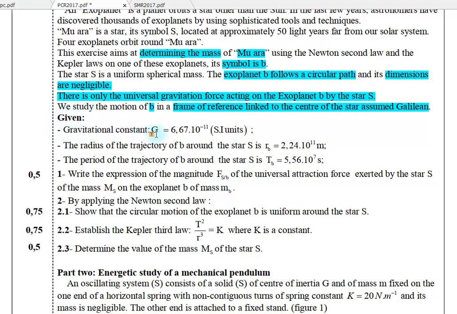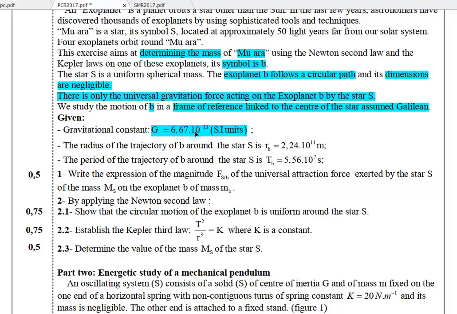So given gravitational constant G is equal to 6.67 times 10 to the power minus 11 SI units. The radius of the trajectory of B around the star is, so this is the radius, and the period of the trajectory of B around the star is TB is equal to 5.56 times 10 to the power 7 seconds. The period is the duration at which the exoplanet Mu'ara revolves around the star once.